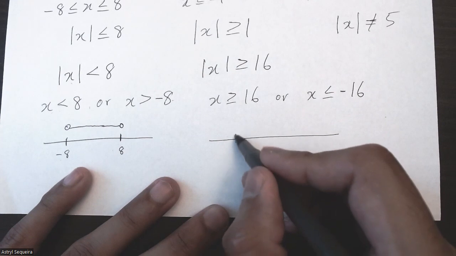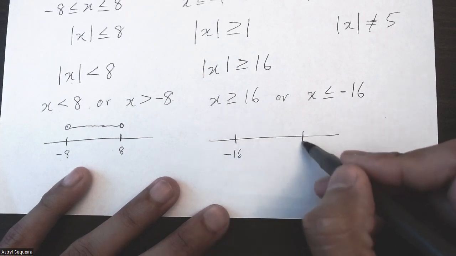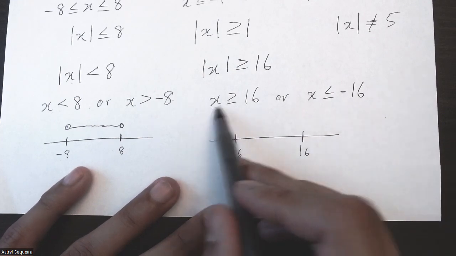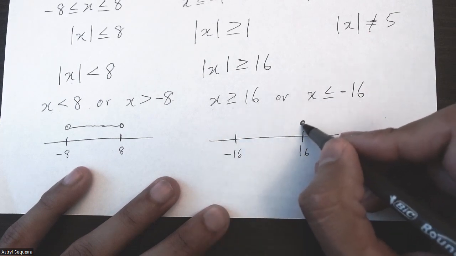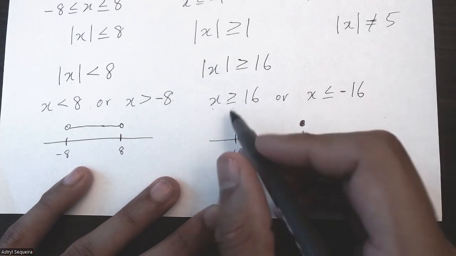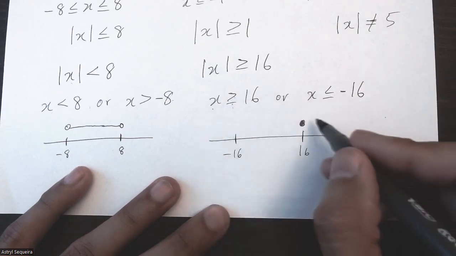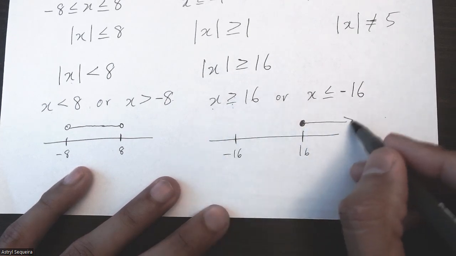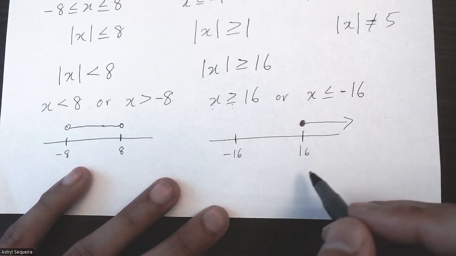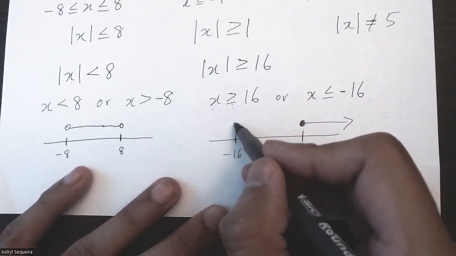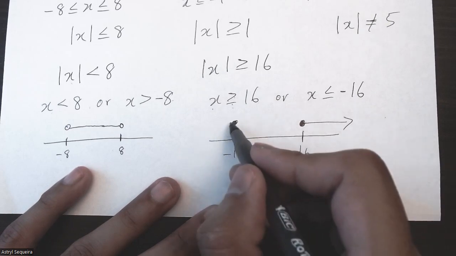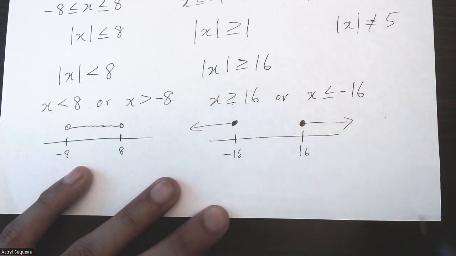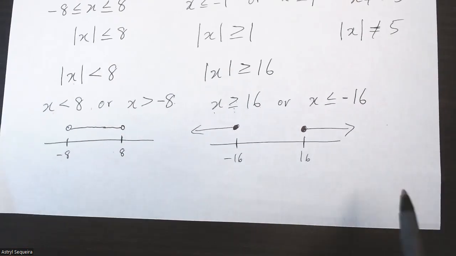So I want to have my 2 points of -16 and +16. X is greater than or equal to 16 means I have a filled dot over here. The dot is filled because now there's an equal sign. Greater than means I'm going towards the right, and I'll go like that forever. X is less than or equal to -16, filled dot over here, and going towards the left. So that's how you sketch these on a number line.